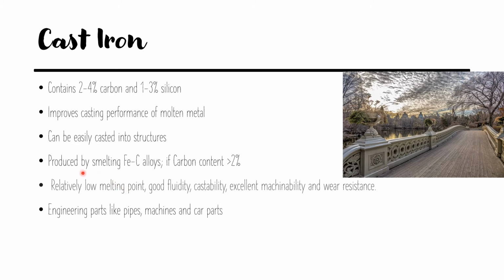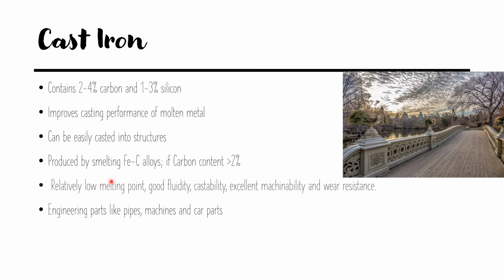Now when we come to this slide, we can see that cast iron is produced by smelting of iron carbon alloys that have a good carbon content, which is greater than 2%. So after smelting, the metal is poured into a mold. Now the important point is it is not produced by hammering. We should not be hammering this.